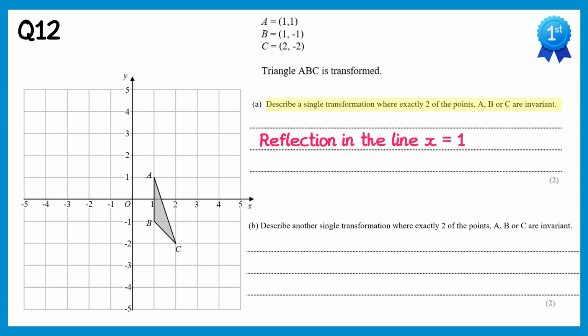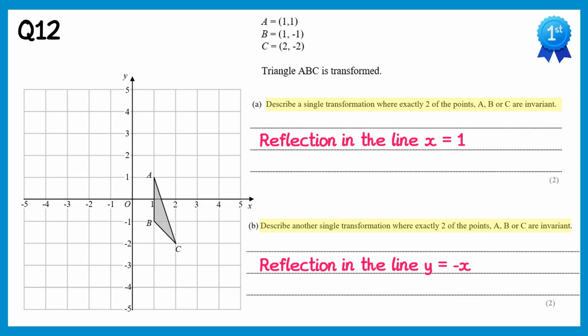So for this one, we could say it's a reflection in the line x equals 1. For the second part of the question, we need to find another one. Now there are 2 more possibilities left. I would recommend using this line here, so the one where B and C are on it. Now the equation of that line is y equals minus x, so we could say it's a reflection in the line y equals minus x.